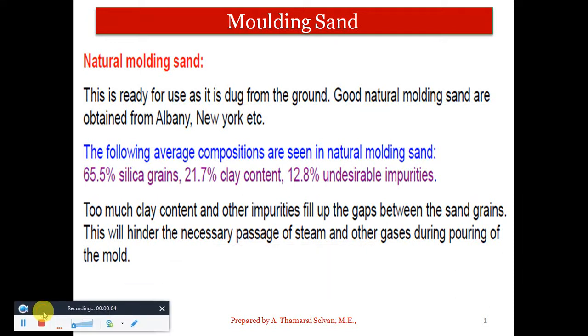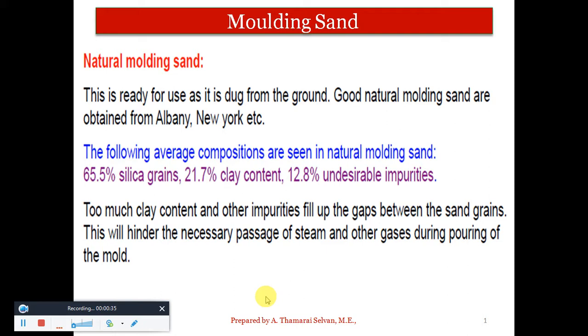Coming to molding sand, it can be broadly classified into two types: natural and synthetic. Natural molding sand is ready for use as it is dug from the ground. Good natural molding sand is obtained from Albany, New York, etc. Generally, this natural sand consists of 65.5% silica grains, 21.7% clay content, and 12.8% undesirable impurities.